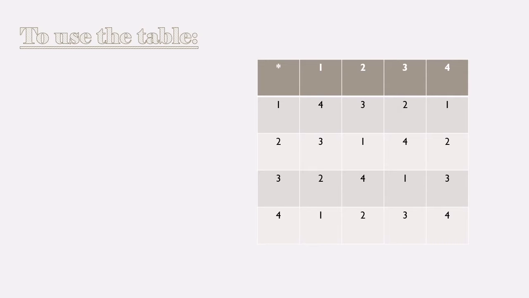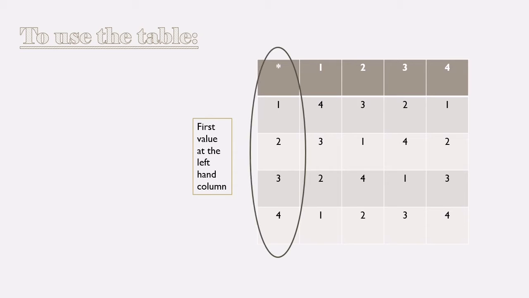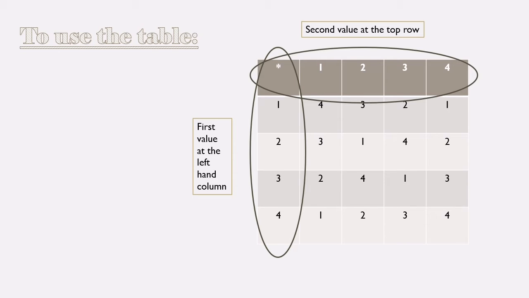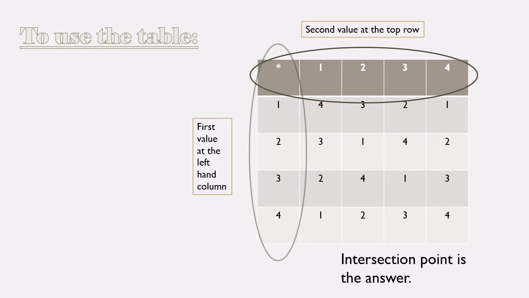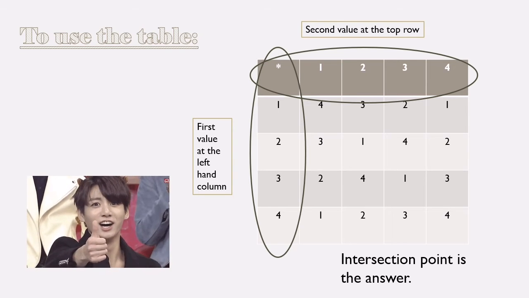Now to use this 5 by 5 table, first we need to find the first value from the left-hand column and the second value at the top row. The intersection point of these two values will be your answer. Frankly, it really doesn't matter if you start at the column or at the top row using this table, because it's still going to give the same intersection value anyway. So let's proceed to our examples.